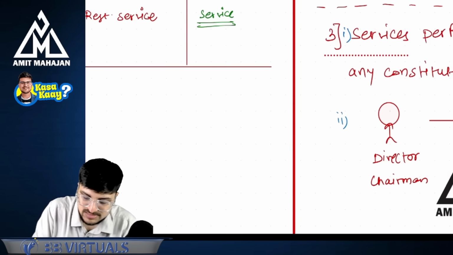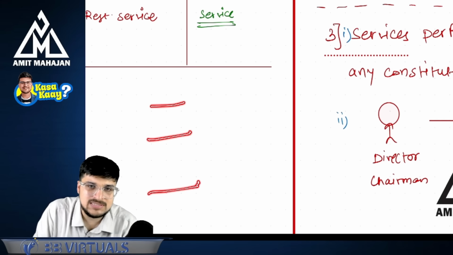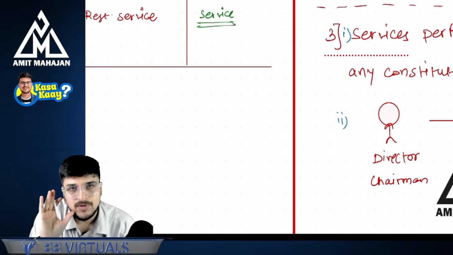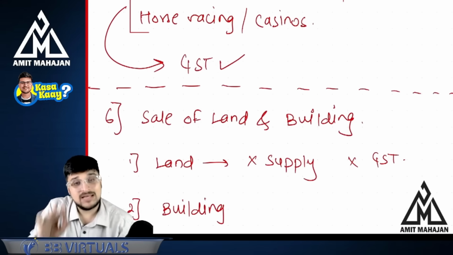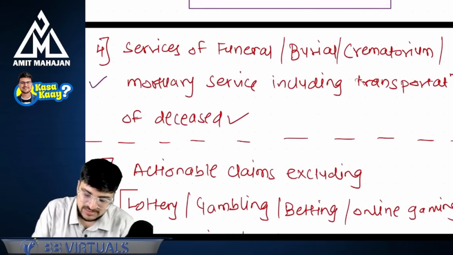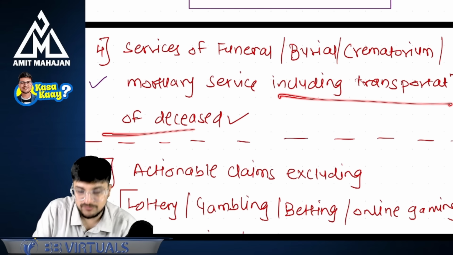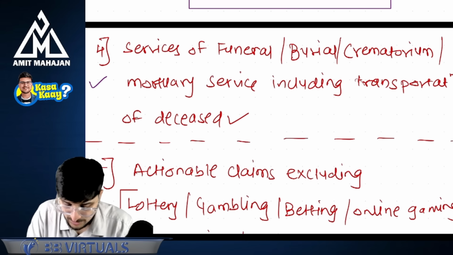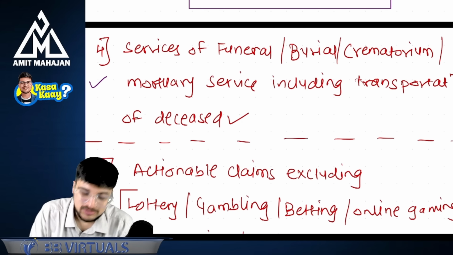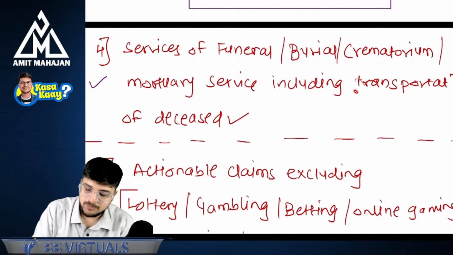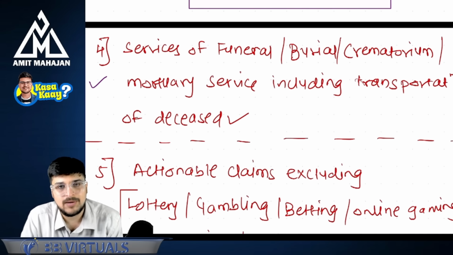Okay. 3 points under negative list: employment, court service, and MP, MLA, MLC service, and director is providing service to the constitutional body, or any chairperson is providing service to the constitutional body. These are the 3 negative list points. The fourth one is services of funeral, burial, crematorium, mortuary service, including transportation of the deceased. Funeral service, they charge some amount, no GST. If there is an ambulance or some vehicle which is used for transportation of the deceased, that service is also not considered as supply.